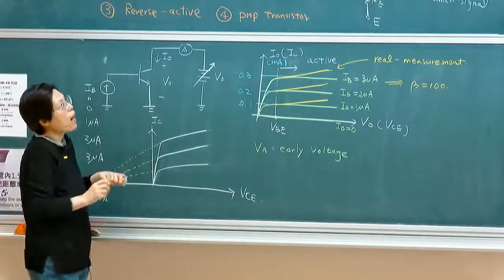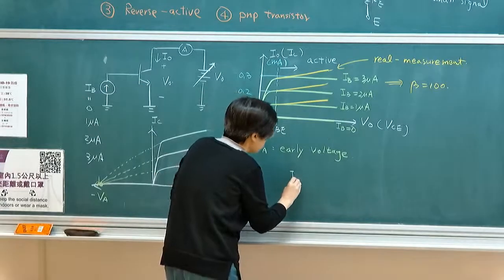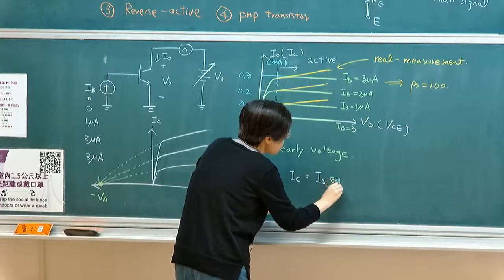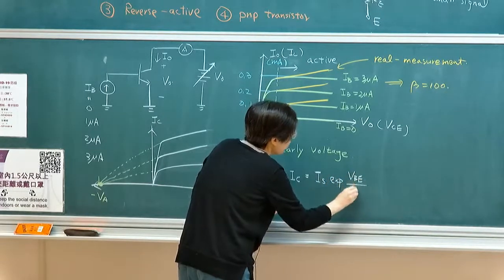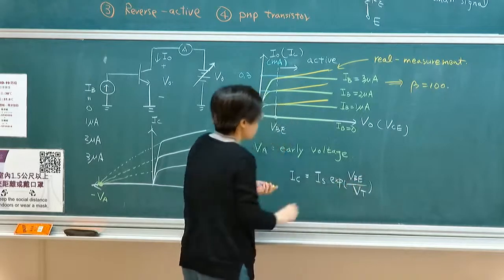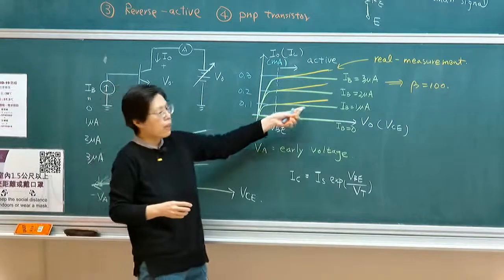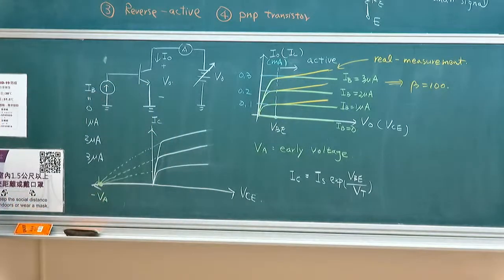So he wants to refine the model. Remember, our previous model is IC equals IS exponential VBE over VT, okay? So this is my original model. But the original model will give you the green line instead of the yellow, right? So you want it to be closer to the yellow line so that your prediction will not be off too much from the ideal model.